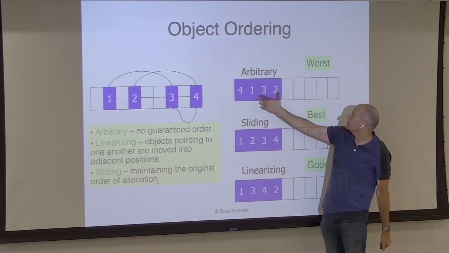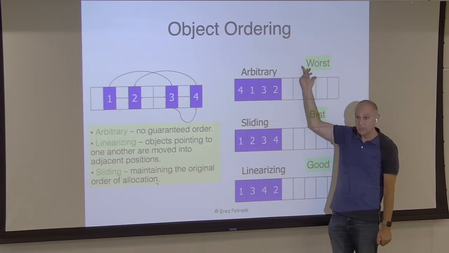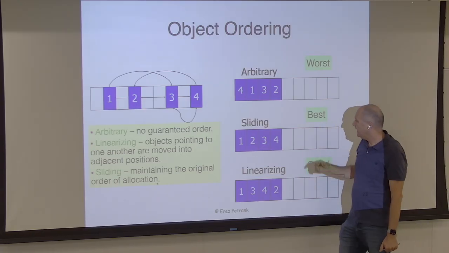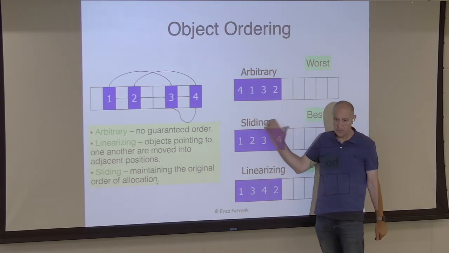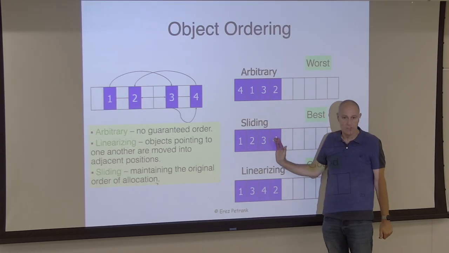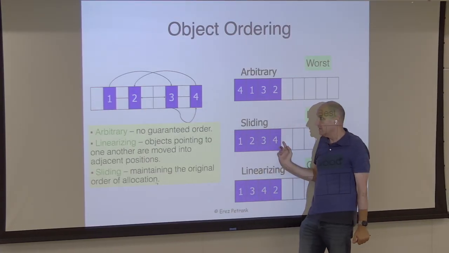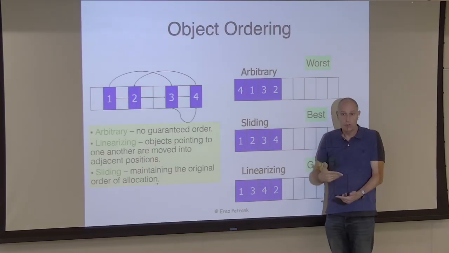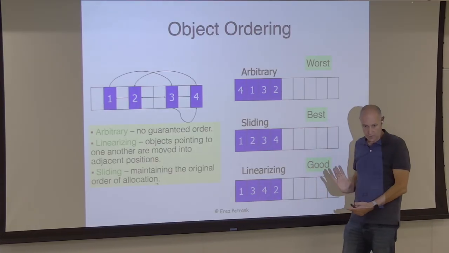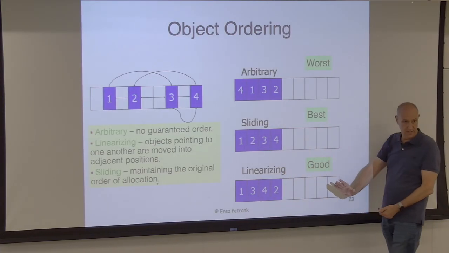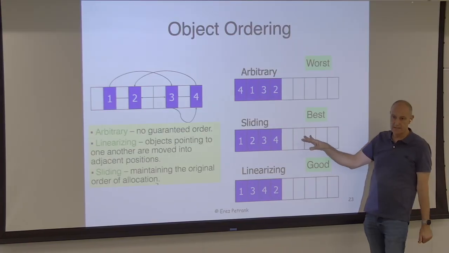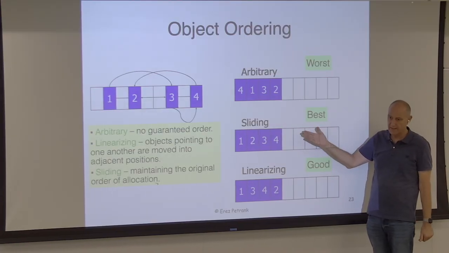And so this is the worst, and this is not going to behave well. The best is the sliding. So we just move everything to the beginning. If this was how it was before the compaction, this is how it is after. The order of objects is maintained, they're just compacted to the left. So this is considered the best, just performs best in real life.